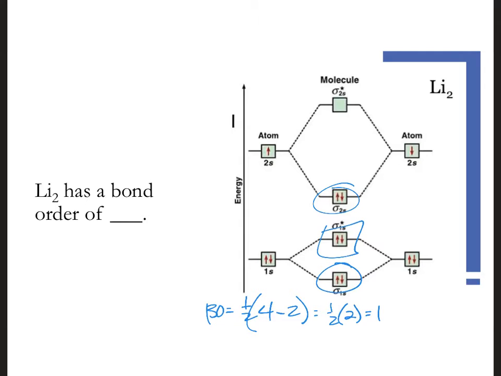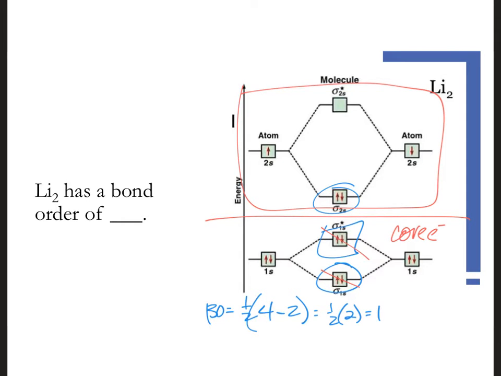Or we can just recognize that these are going to be core electrons, and because they're going to cancel each other out, we could just calculate the bond order using this upper 2s diagram. So we could say that the bond order is 1/2, 2 electrons in a bonding molecular orbital, none in an anti-bonding, so we still get that bond order of 1.